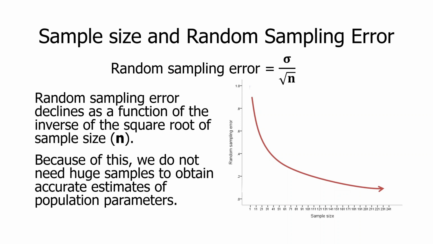That is, as sample size goes up, random sampling error declines rapidly, and then it declines at a more leisurely pace. So there's a certain sweet spot of sample size where you can have a decent sample size and manageable amounts of random sampling error based on that sample size.